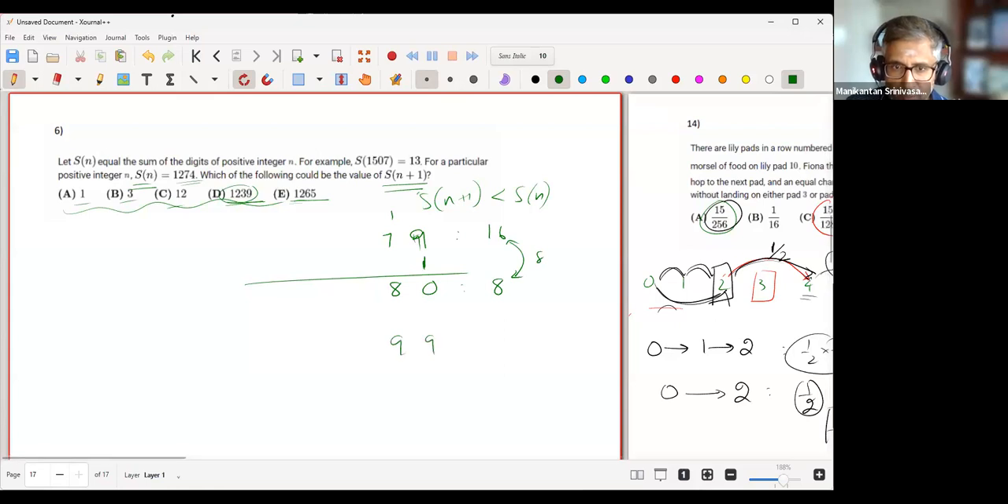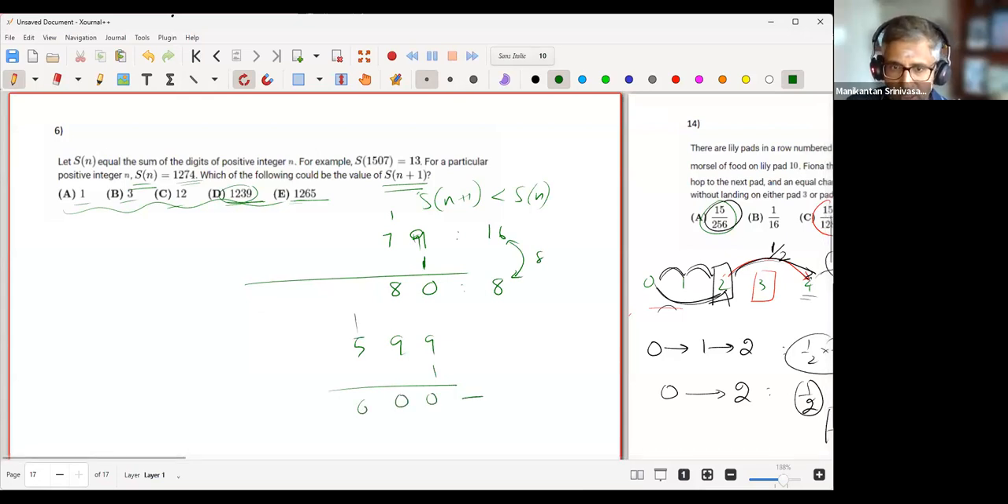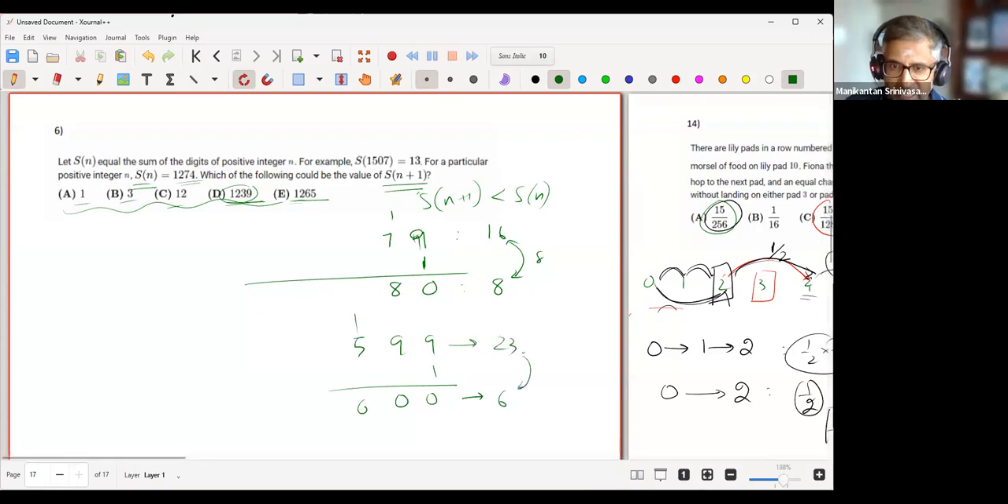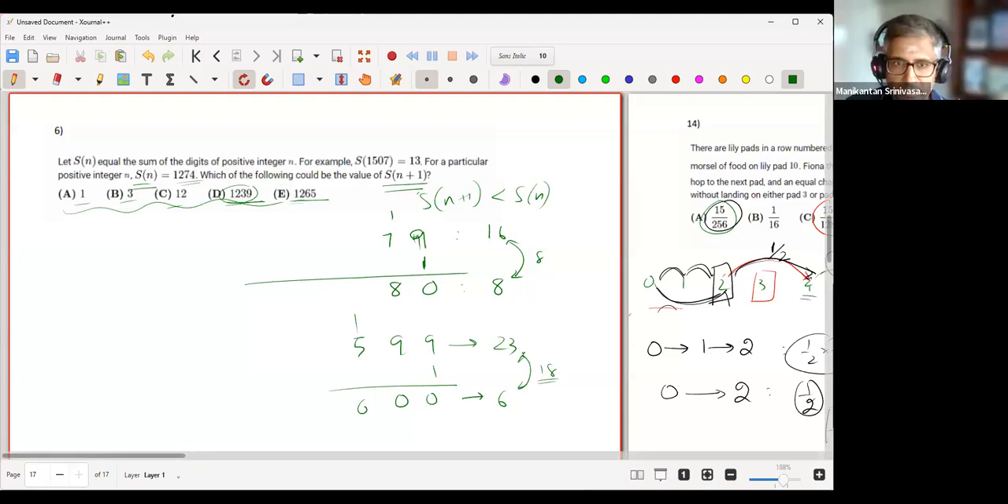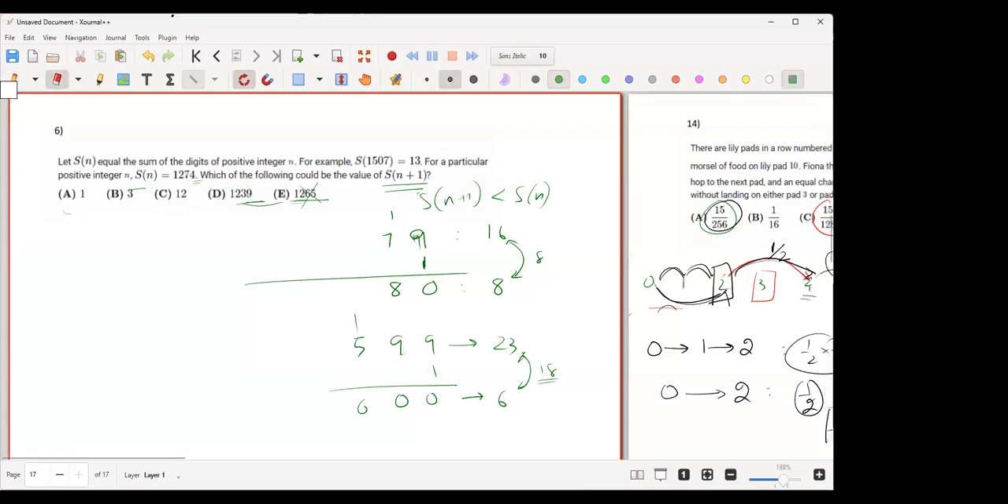And then probably try, what if it's something like 599? It's 599, then you get a 0 here, a 0 here, and a 1 here. So this adds up to 6, whereas this adds up to 23. This difference becomes 18, which is too much. So which is why 1265 will not work. Okay. Continue. So difference is 18.